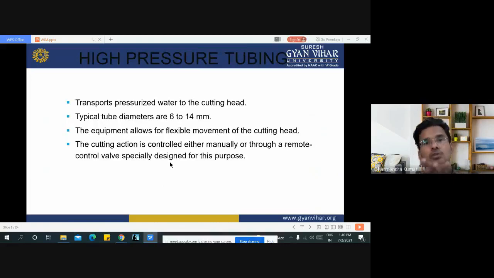Now we are using high pressure tubing in the water jet machining process. The function of high pressure tubing is to transport pressurized water to the cutting head. Typical tube diameters are 6 to 14 mm, which we are using in the water jet machining process. The equipment allows for flexible movement of the cutting head. The cutting action is controlled either manually or through a remote control valve especially designed for the purpose.